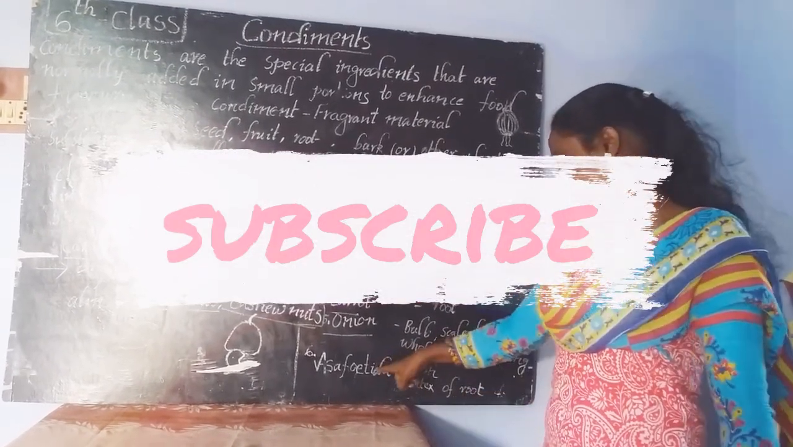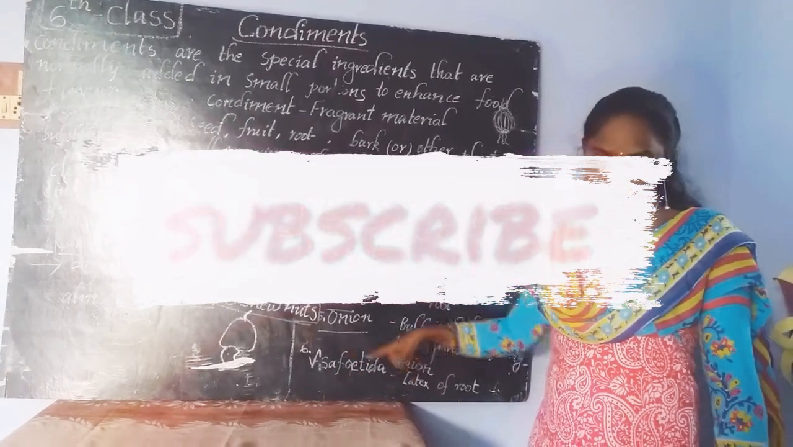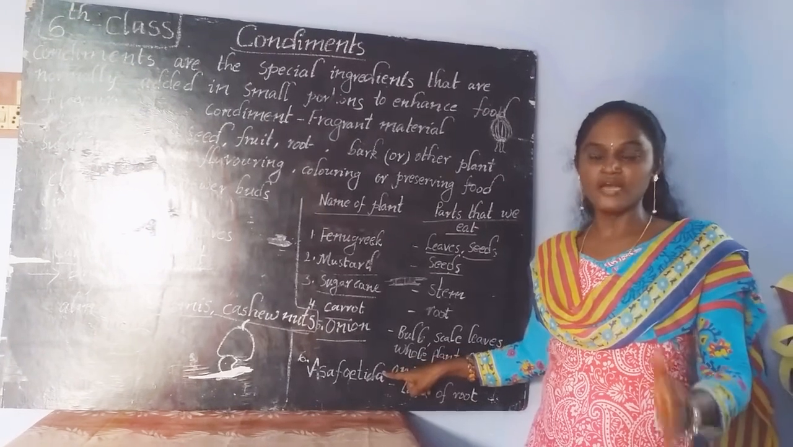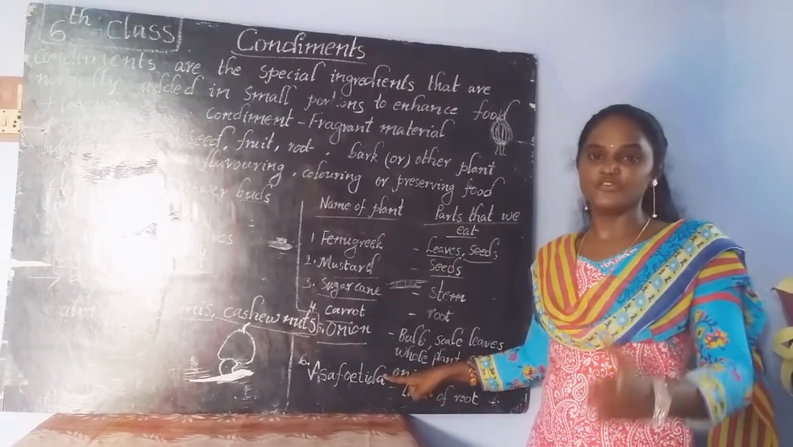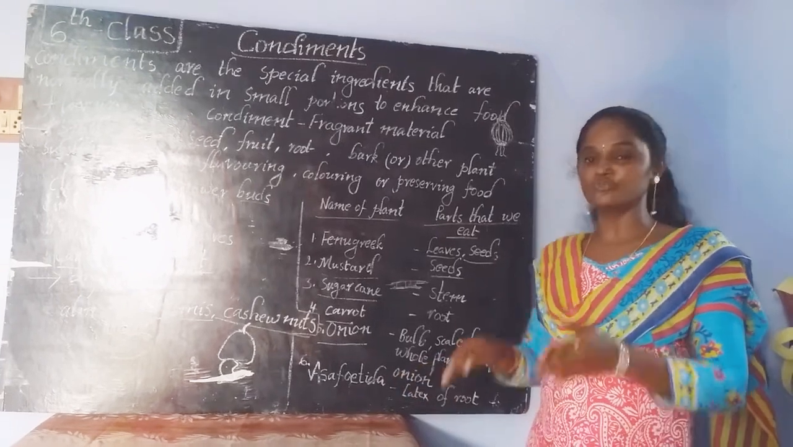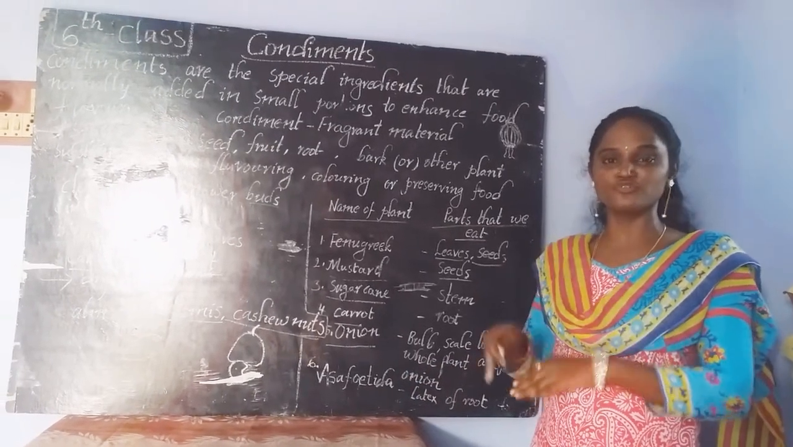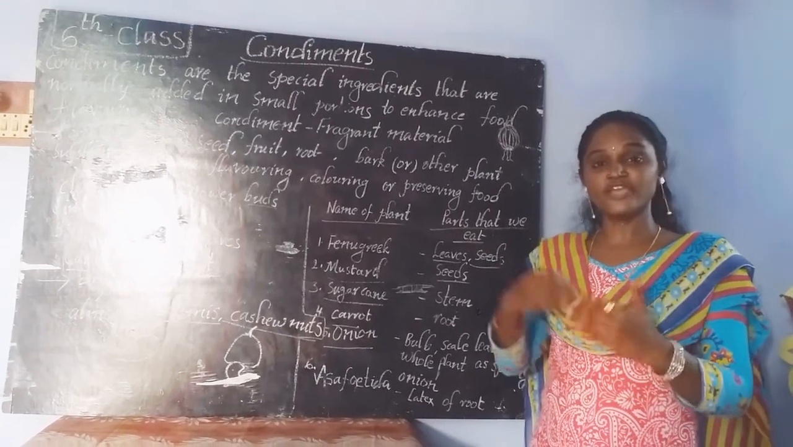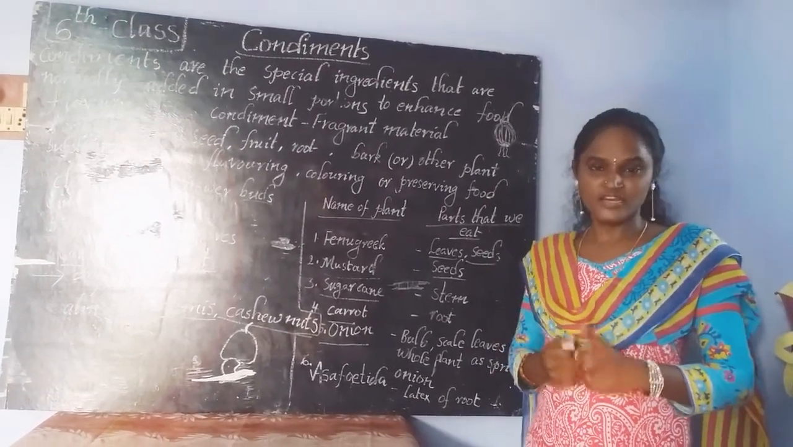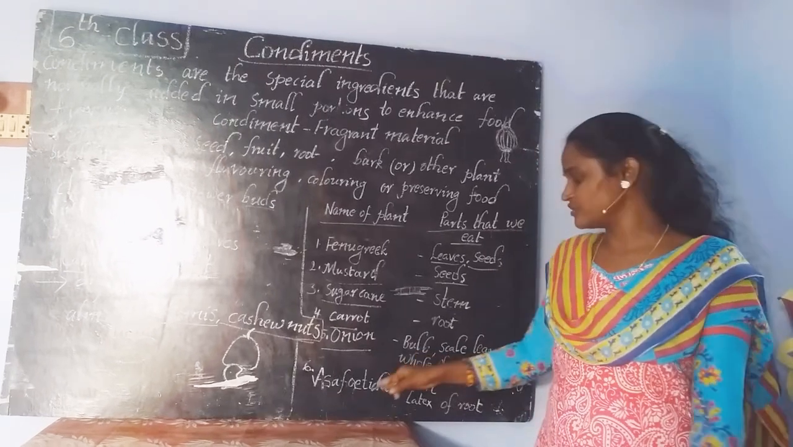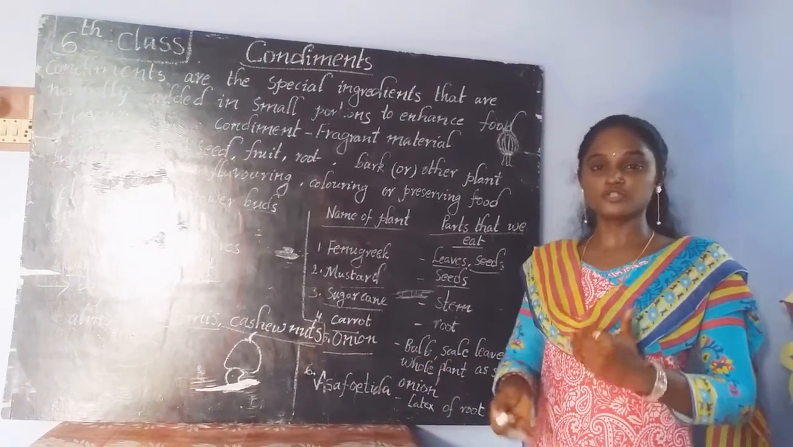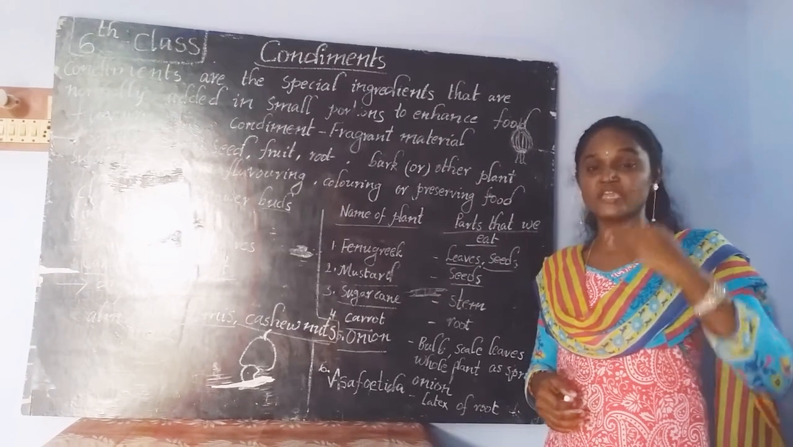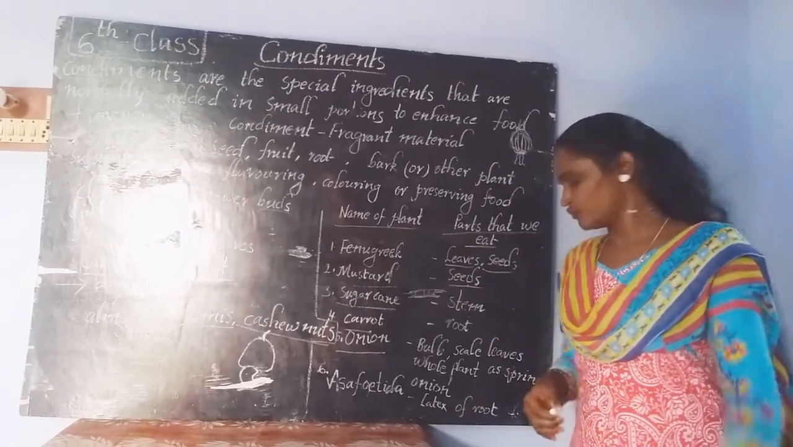Then move to the next one. What is that? Asafoetida. In Telugu, we call asafoetida inguva. We use asafoetida to decrease the bad smell of some foods like chicken, mutton, fish. Some people may use it. And while we are cooking lentils, different varieties of dals, we may also use asafoetida, which also has more nutritional value and may increase the flavor of the food.